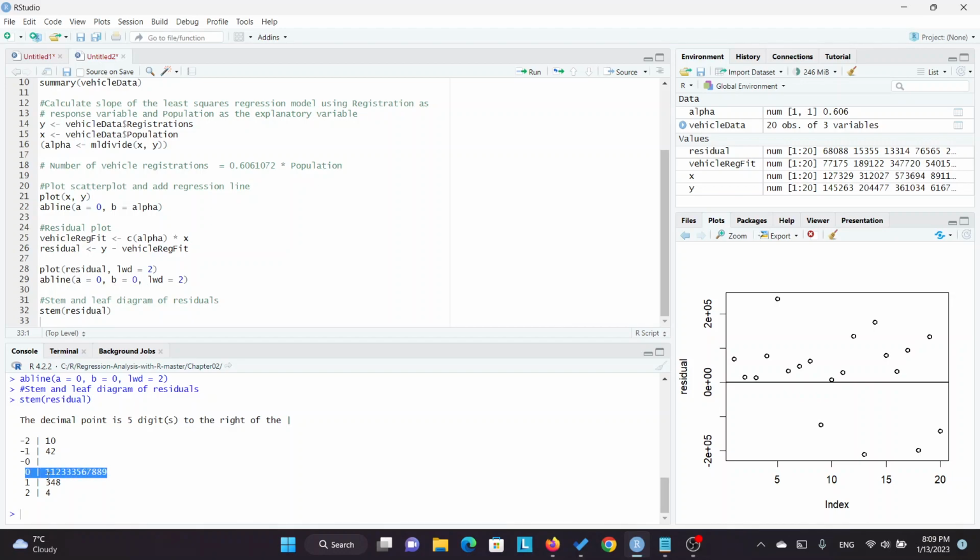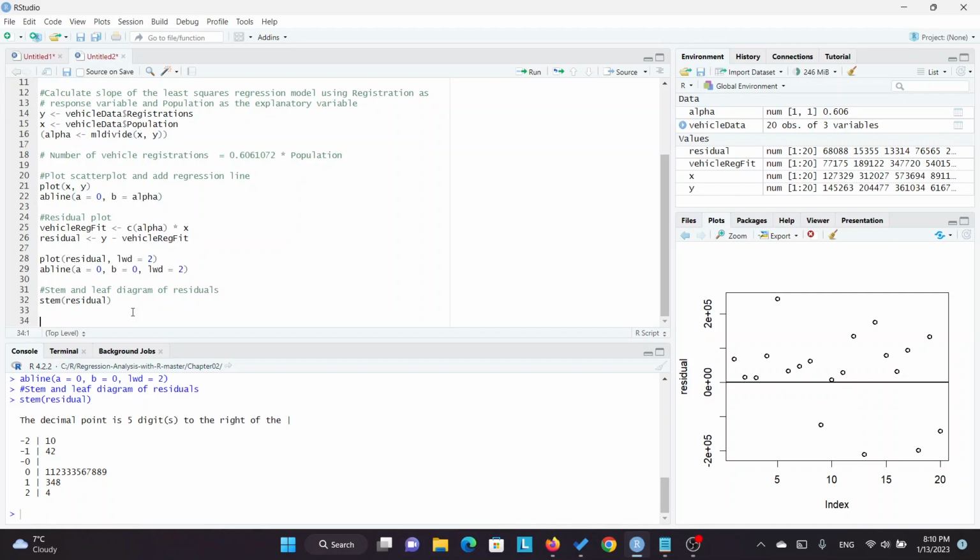So 0, 1, 0, 1, 0, 2. Those are all like 1, 2, 3, 3, and then 5, 6. So those are all close to 0. And below 0, there are 4 numbers. That's negative 21, negative 20, negative 14, negative 12. And above 0, there are 4 numbers. So this is pretty symmetric and does not follow any pattern. So that's good.